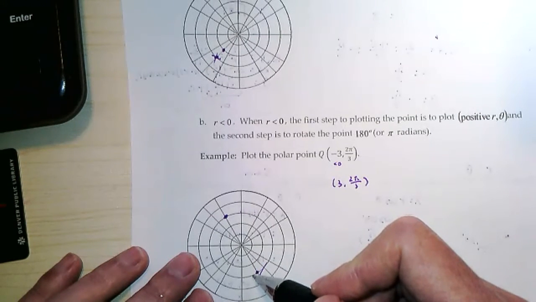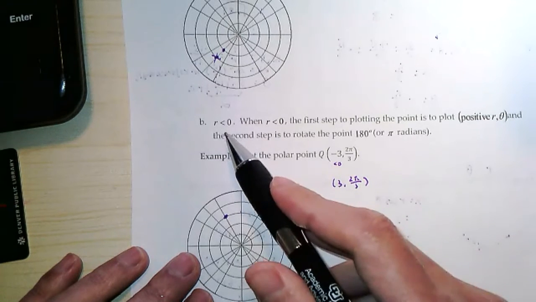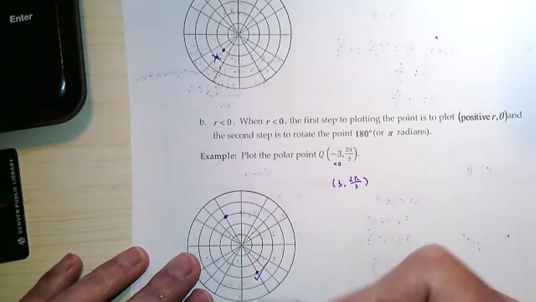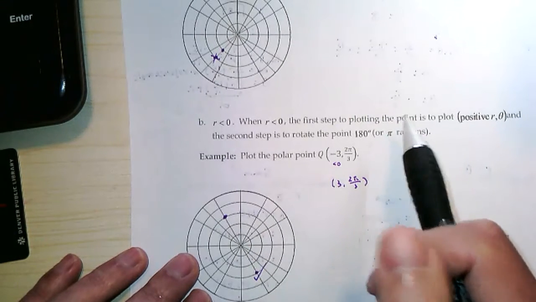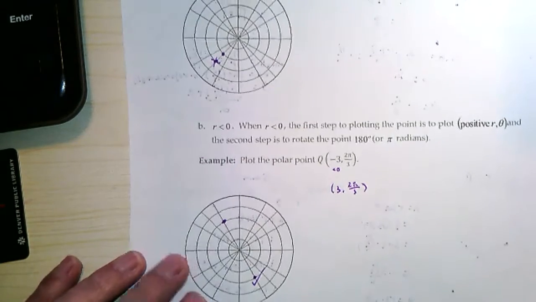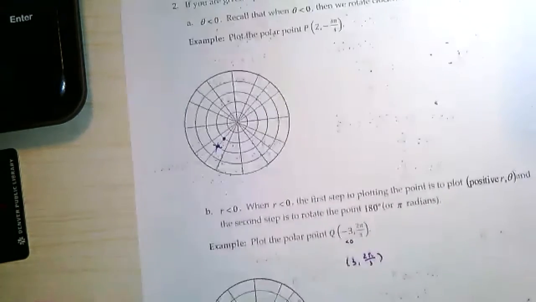Okay? Is that clear to you guys? How we find out the point when r is negative? Okay, cool. Let's continue.